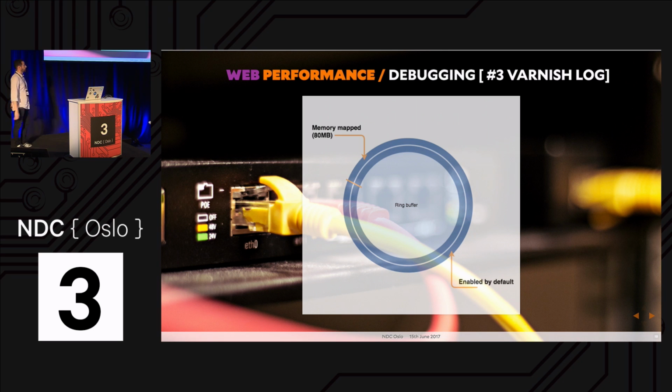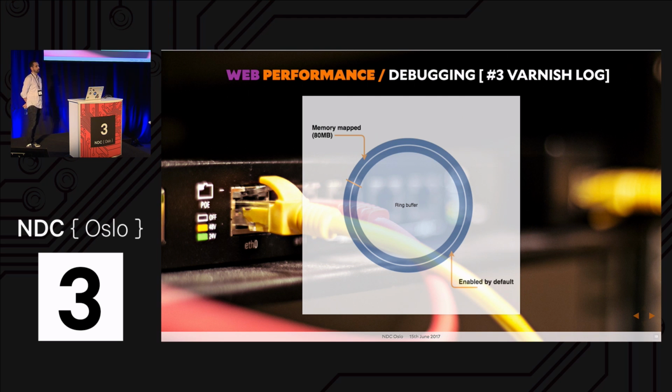Now, going back to the logging, the Varnish log works a bit differently than other web servers. The Varnish log is in memory. It's pretty much 80 megabytes, and it has the structure of a ring buffer, so it uses a shared memory log. By this, we avoid writing to file, and it's quite fast.